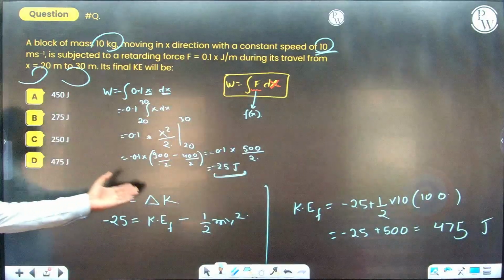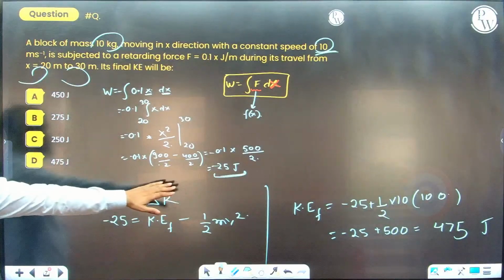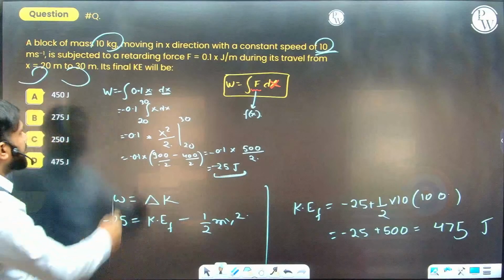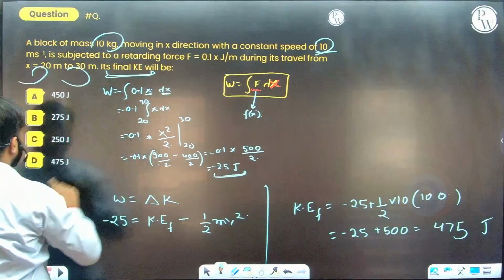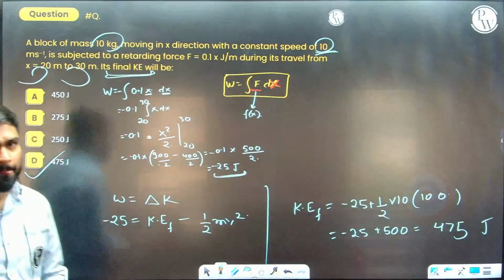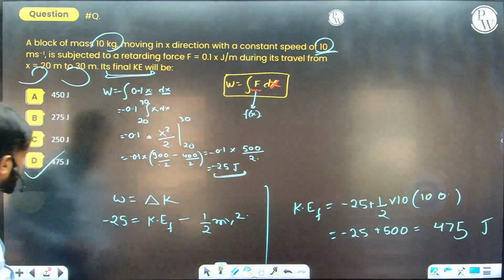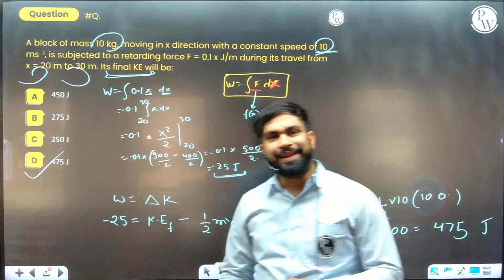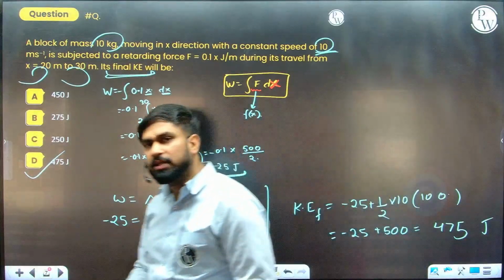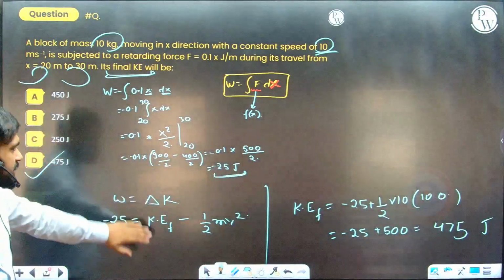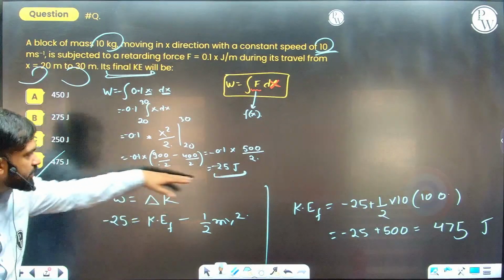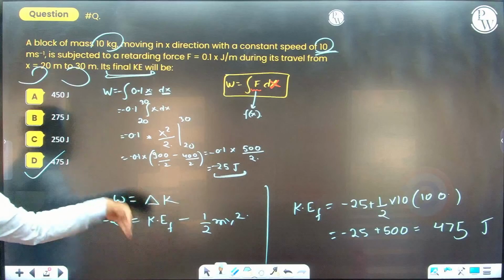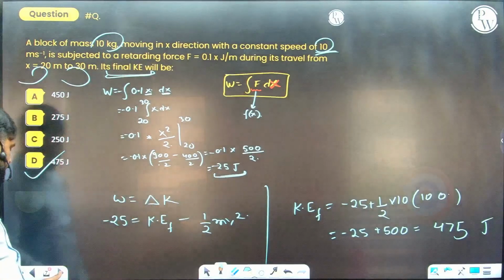If they just asked the work done, that would have been the answer. That's the final thing we found, the work done, but the extra thing they asked is the final kinetic energy, so it will be the D option. Alright, fine. So let's proceed. Here we did two things. We found the work done as well as we applied the work energy. We'll discuss more about this work energy. For now you can just understand this work done part. This thing we are going to discuss a little bit more later on.